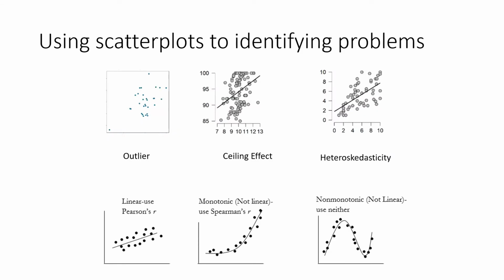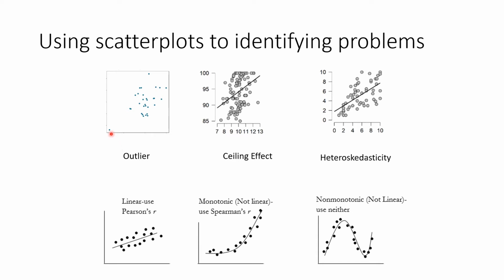Now let's look at some scatter plots that indicate some potential problems. This first scatter plot represents an outlier. We have one score that is very different from the rest. See, we have a clump of scores, and then we have this one that's kind of far away from it. That looks like it might be an outlier.